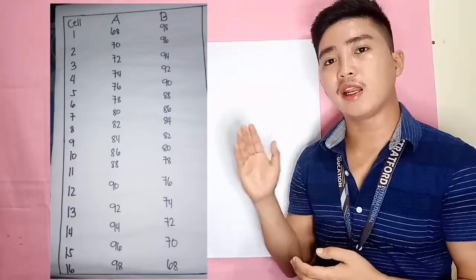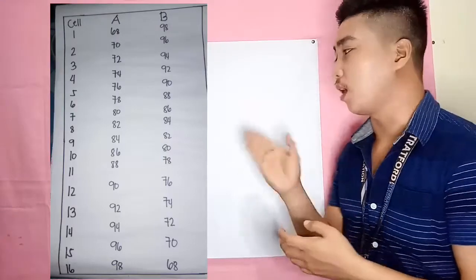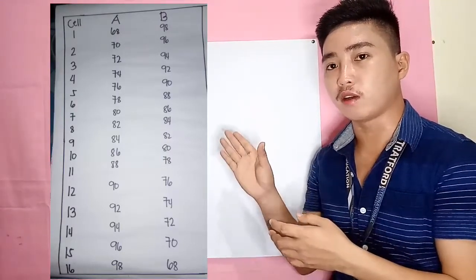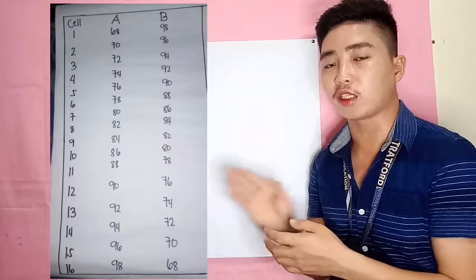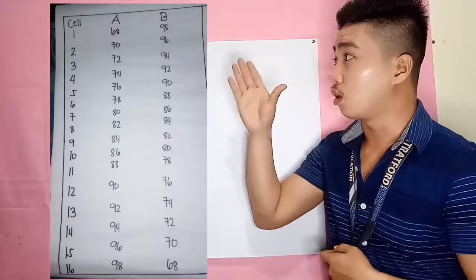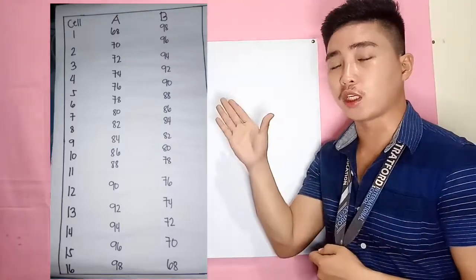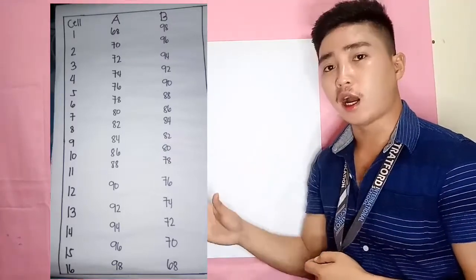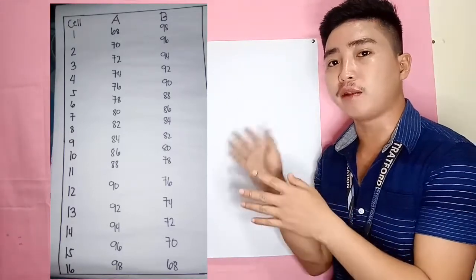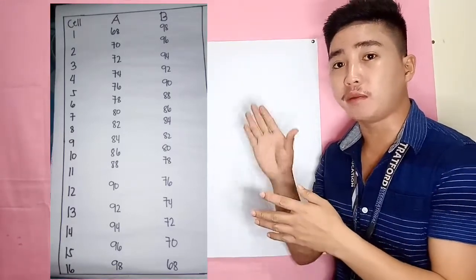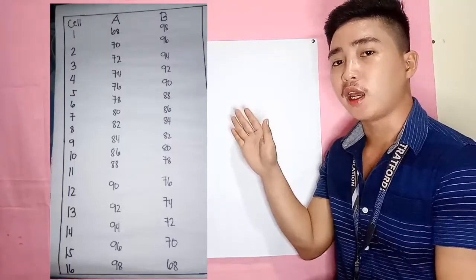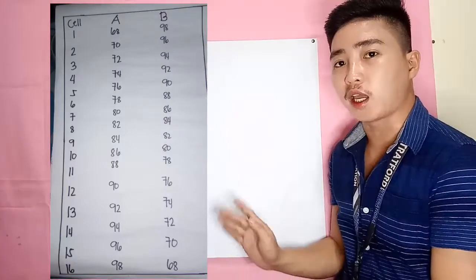So in cell A, it contains the scores of the 16 teacher education students, which starts with the lowest score, 68, down to the highest score of 98. Then it is opposite with cell B, because in cell B it starts with the highest score, which is 98, down to the lowest score of 68.